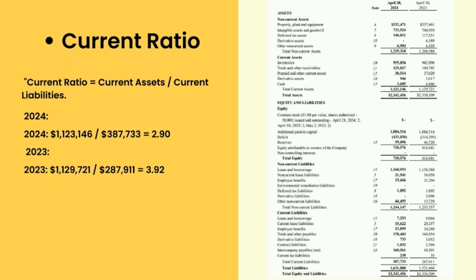For the current ratio calculation, the current ratio equals current assets divided by current liabilities. In 2024, the current assets are 1,123,146 divided by the current liabilities, which are 387,733, equals 2.90%. And in 2023, the current assets are 1,129,721 divided by 287,911 and equals 3.92%.